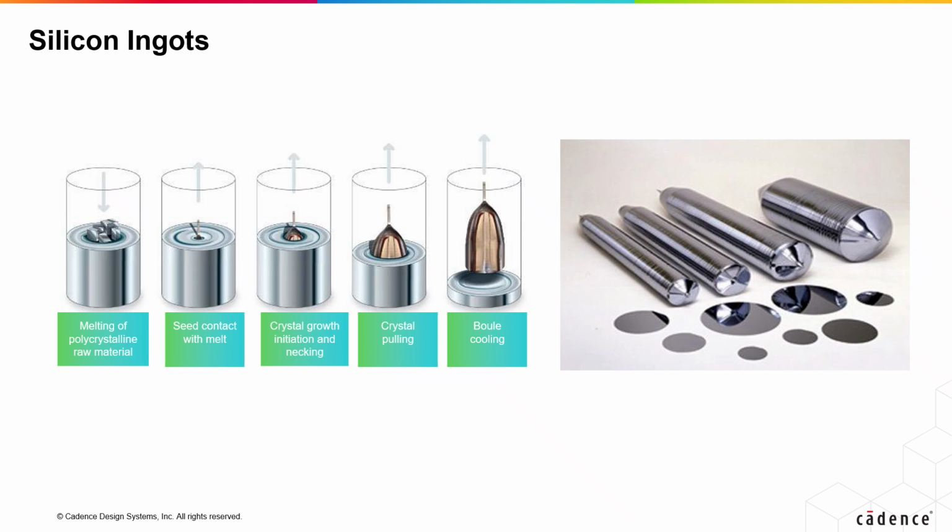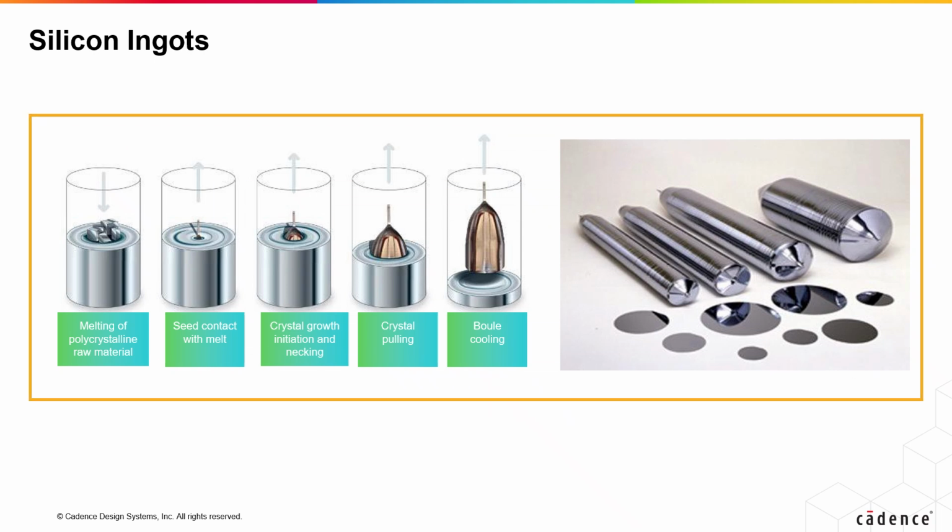These are the drawings of the ingots. The process involves melting polycrystalline material, and crystal growth is initiated after the seed contacts the melt. After the necking process, the crystal is pulled and cooled down.